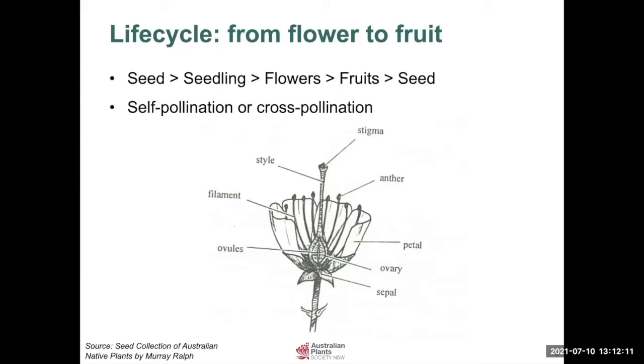Now, some plants are self-pollinated, where the anther from one plant can pollinate the stigma on the same plant, and that can produce fertile seeds, whereas other plants need to be cross-pollinated. So the pollen from the anther needs to go onto the stigma of a different plant, like a different actual shrub, obviously still in the same species.